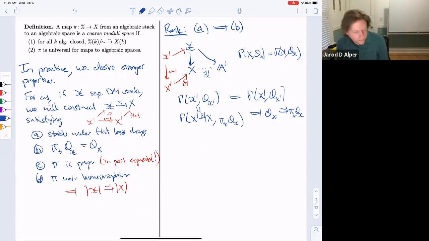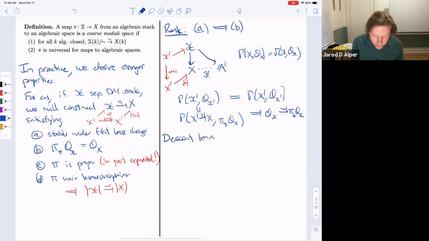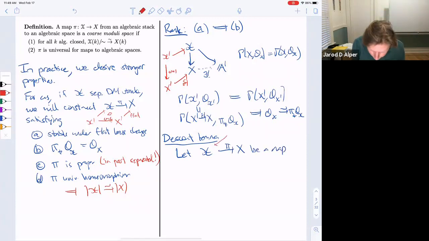Another useful property that will show up repeatedly is that you can construct coarse moduli spaces by descent, or you can check that both of these defining properties of a coarse moduli space hold after an étale or even flat base change. So let's let this just be a morphism.